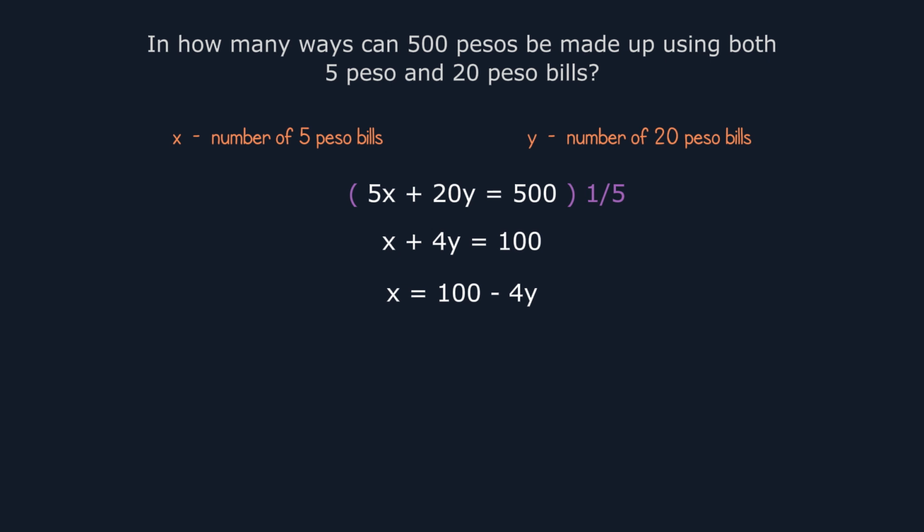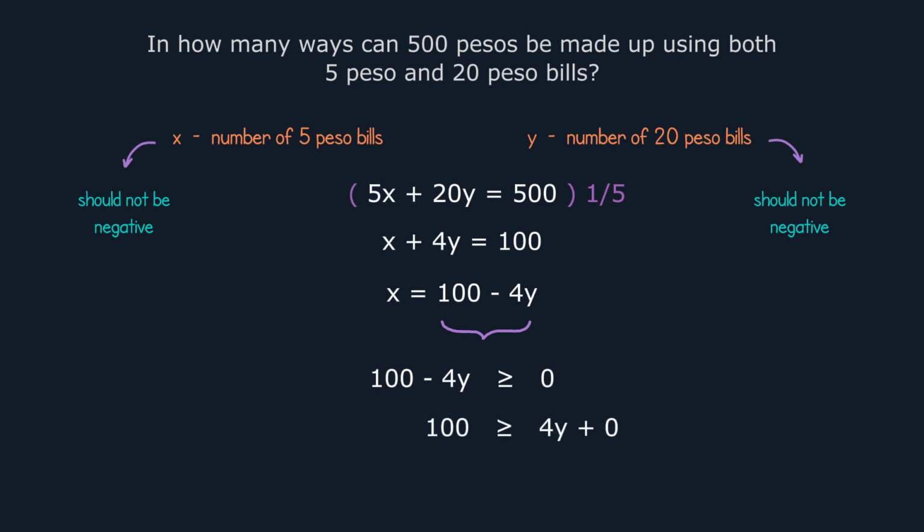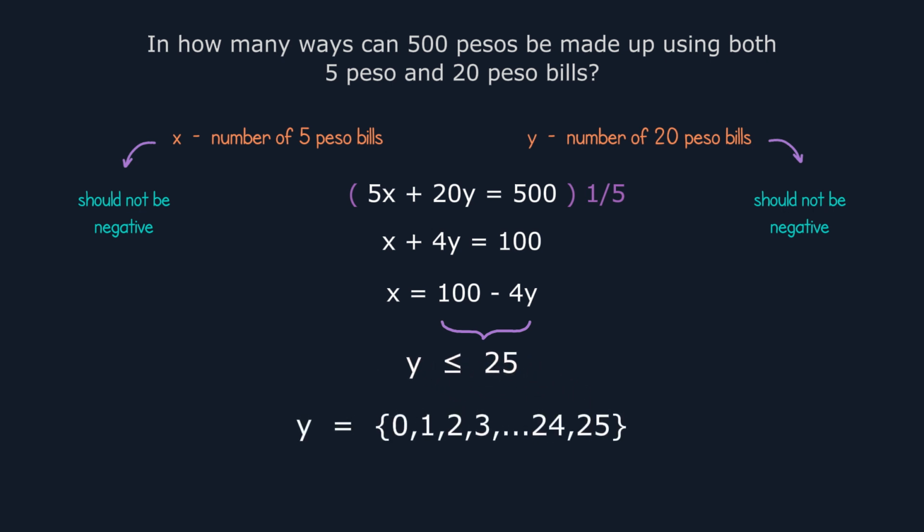At this point, x should be non-negative for the solution to be realistic, meaning we need 100 - 4y to be greater than or equal to 0. Solving this gives us y less than or equal to 25. So y can take any value from 0 to 25. Pretty simple, right? That means there are 26 possible values for y, corresponding to 26 ways to make up 500 pesos. Seems easy enough. Except, if you answered like this, you'd be wrong.